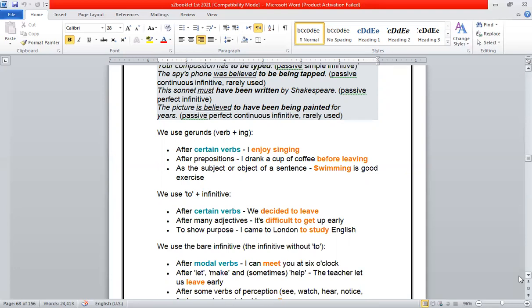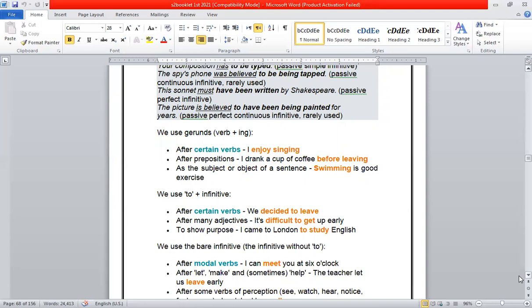As the subject or object of a sentence: swimming is good exercise. So the ing form at the beginning of the sentence as a subject. So this is number one, usage of gerunds: after certain verbs like enjoy, after certain prepositions like before, and at the beginning of the sentence, like the start of the sentence with the word swimming, like a subject.